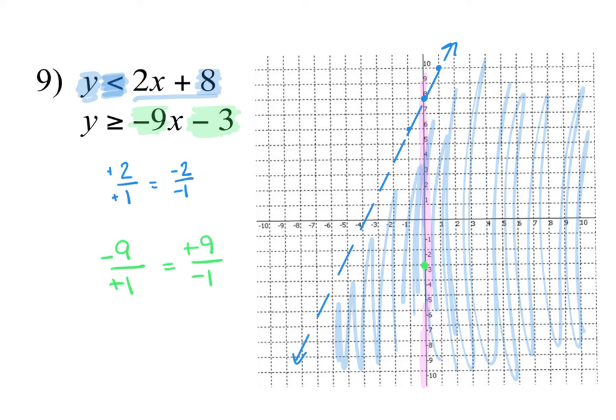I am going to start here and I'm going to go up 9, but then I'm going to go left 1. All right? I still want it to be a negative slope, so one of those movements has to be negative. So I'm going to go up 9, left 1, and that's going to put me right here.